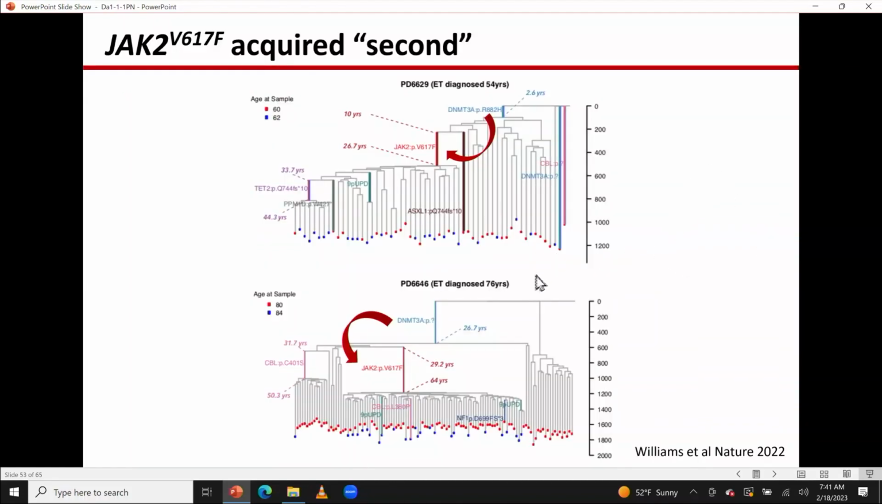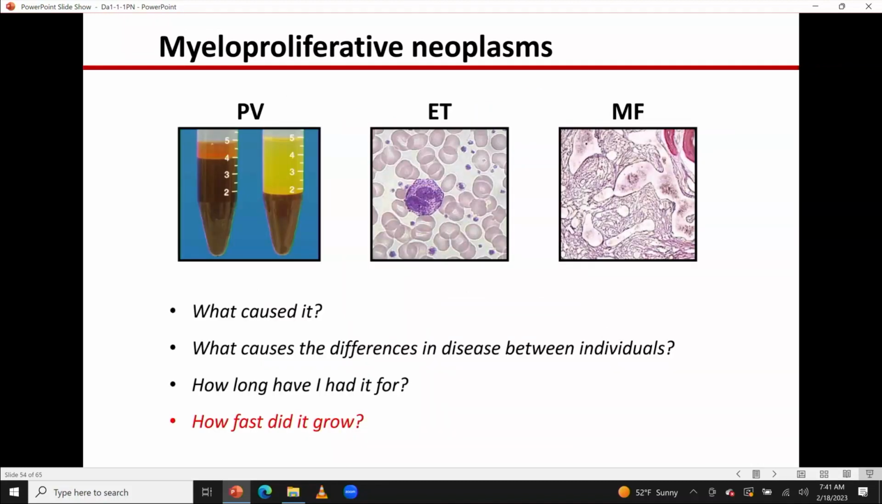Jak2 can sometimes be second, so there might be another clone already there that had one mutation, and then you can get a second event. That's the only situation where it perhaps doesn't occur as early. I would say that in the vast majority of individuals, the mutations occur early. It doesn't mean that's something to worry about. It's actually quite reassuring for me, it means that these things occur very, very slowly.